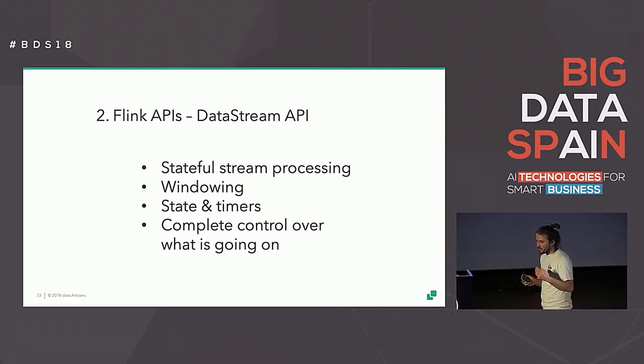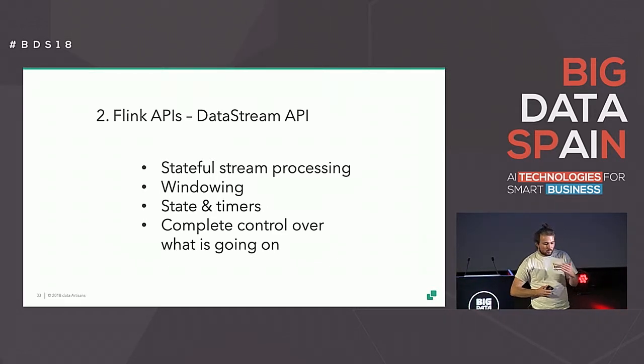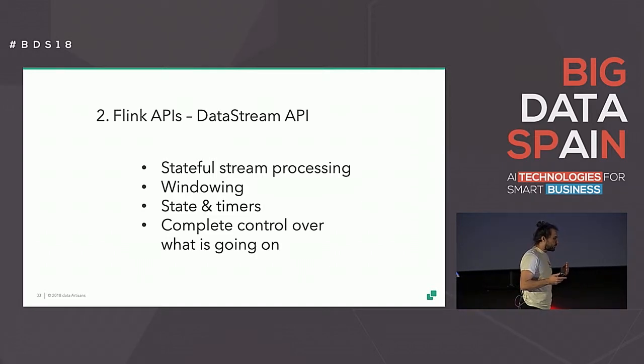And an important characteristic of the data stream API is that if you want to, you can have complete control over what it does. So it's quite a physical API. What you program is what you get, basically. It's different from SQL, where there is typically an optimizer in between that takes the query and maybe orders some joins around and tries to be clever about it. But the data stream API is what we call a very physical API.